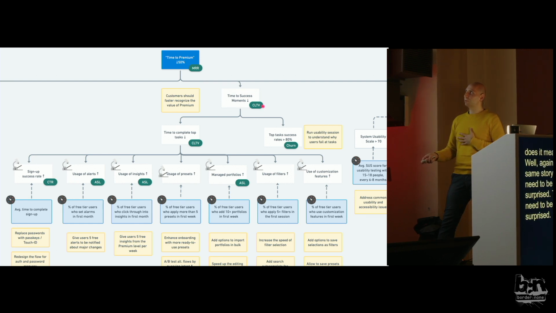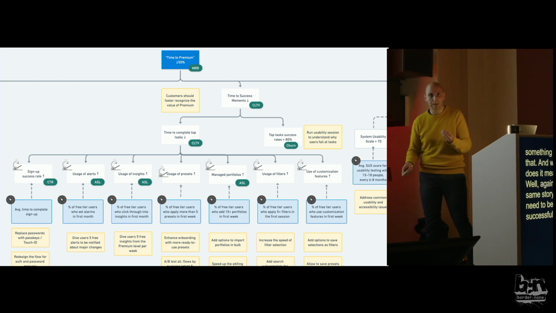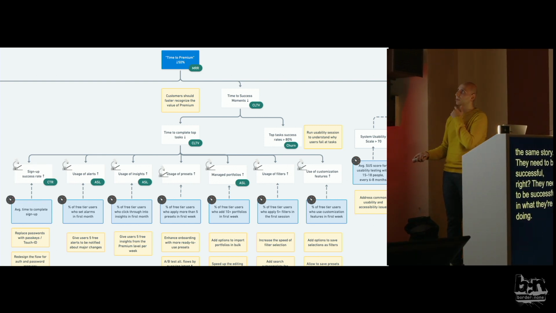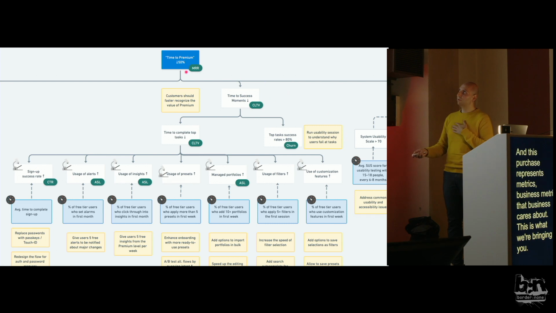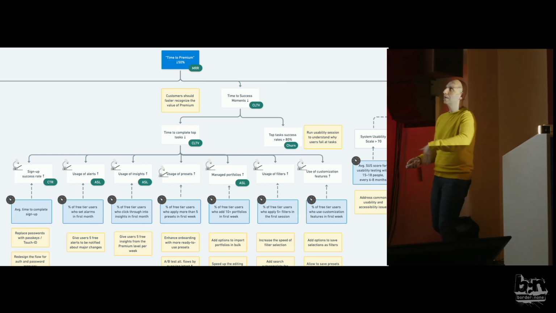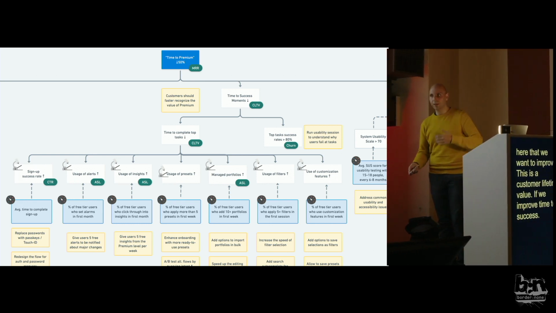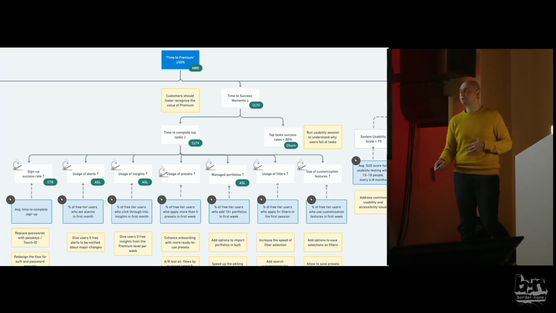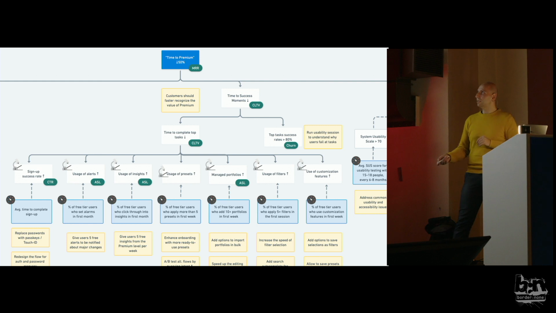And these badges represent metrics, business metrics that the business cares about. This is why we bring PM on board, or a business analyst if you have one in-house. So this is monthly recurring revenue here that we want to improve. This is customer lifetime value. If we improve time to success, then the customer lifetime value will hopefully be getting better as well. This is a bit of a hunch. You need to validate it over time and see if it's getting better indeed. But that's kind of the idea.